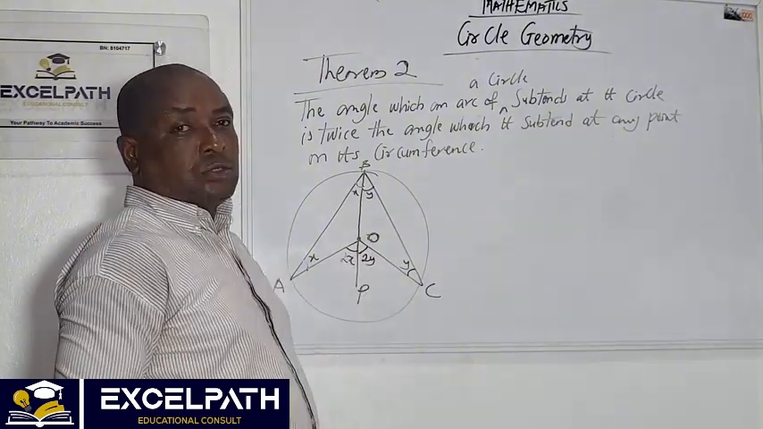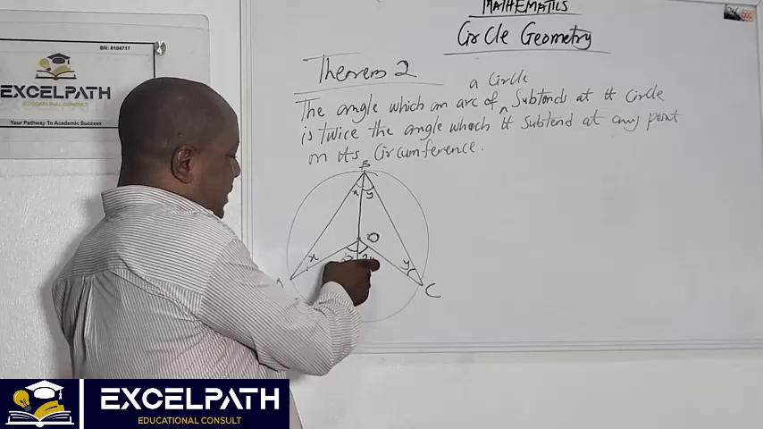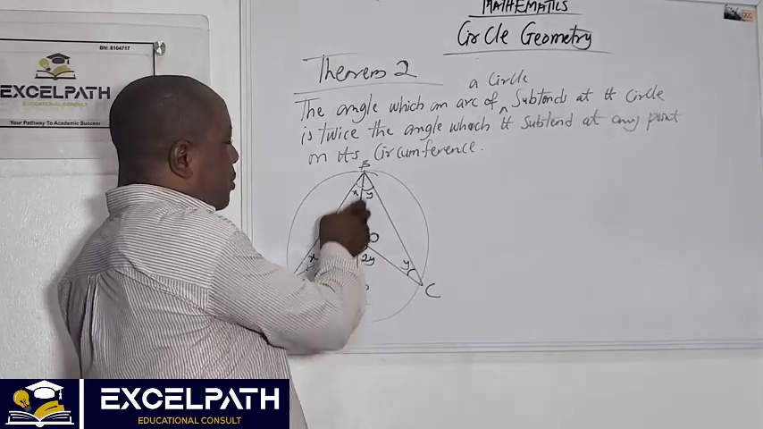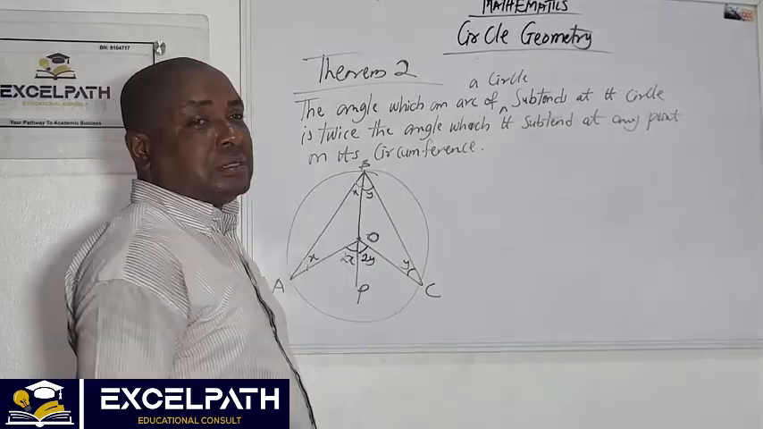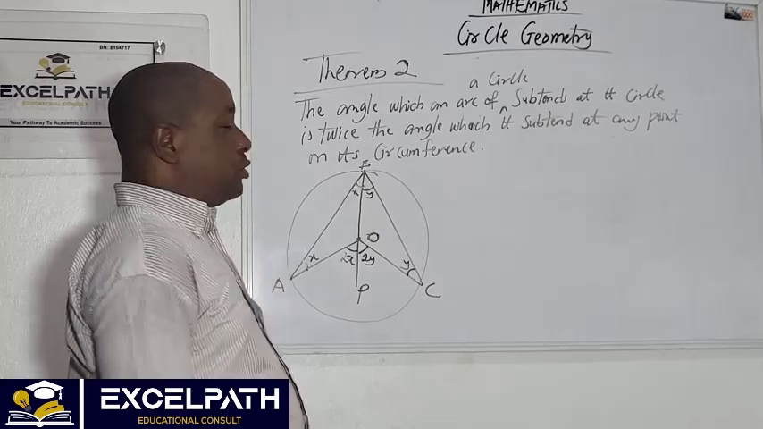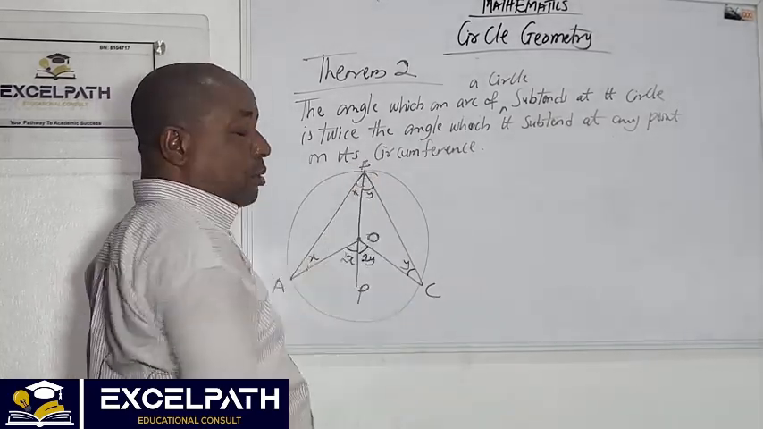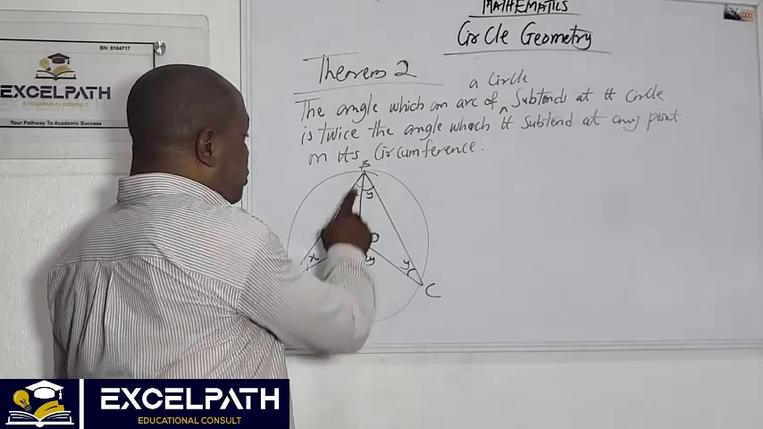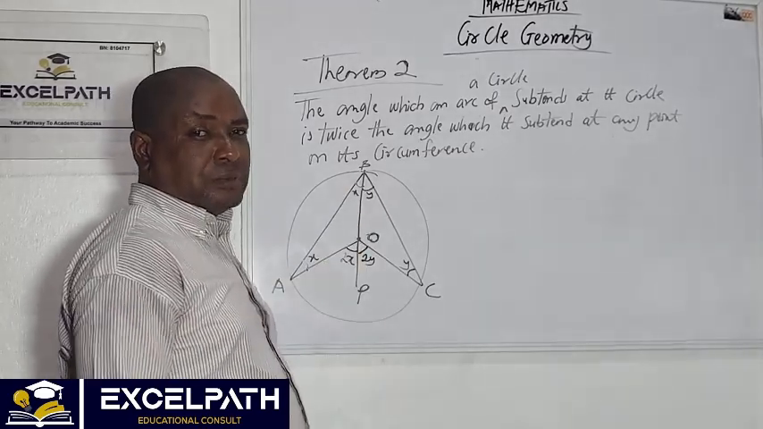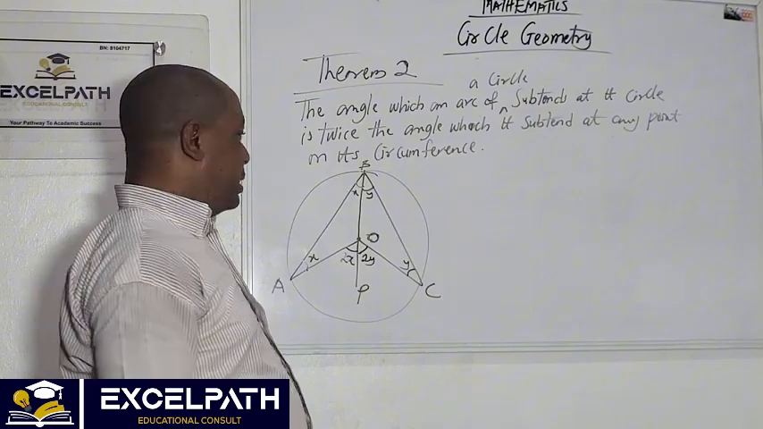Are we together? So the angle which is obtained at this place is twice the angle obtained at any point on the circumference. This one is 2 times this one. That's what this particular law is talking about.